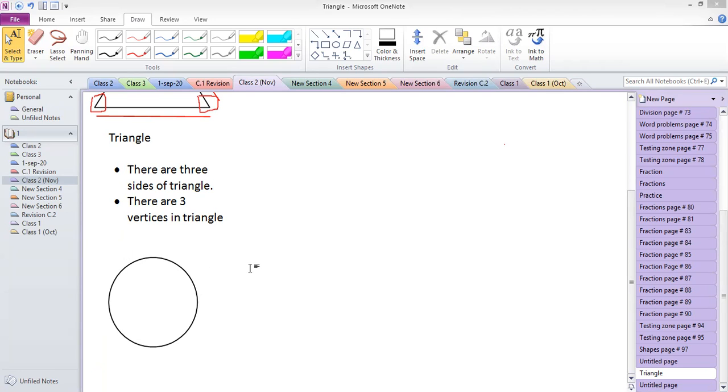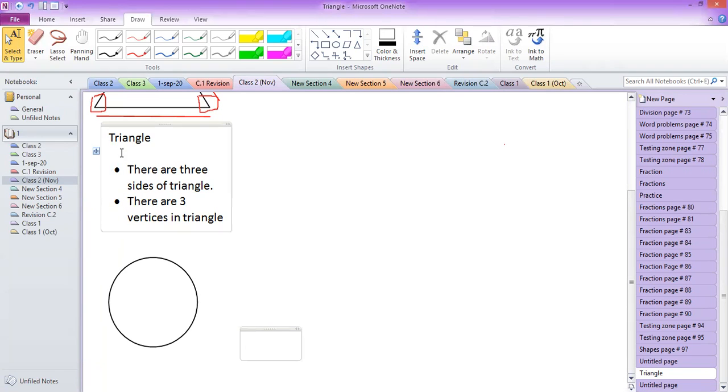So we will write this is a circle. I'm writing its name. It is circle.